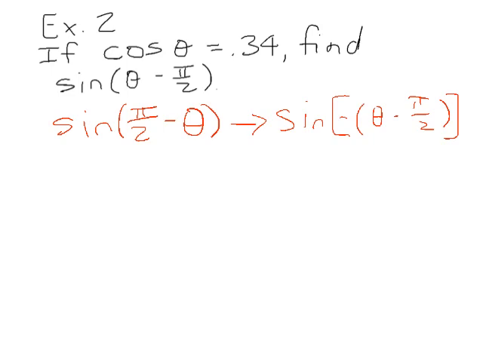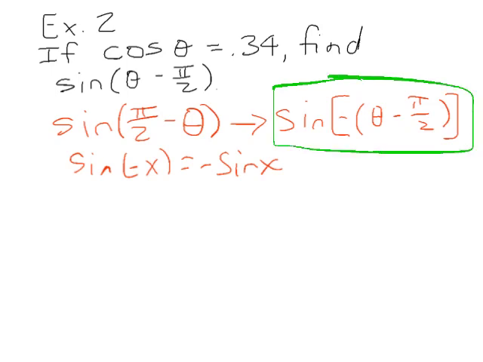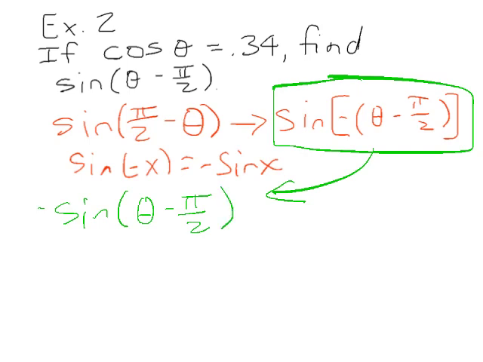Okay, and again, if you look at your identities right above that, another thing that we can get is this one right here. The sine of negative x is equal to negative sine x. And so I've got that negative right here. And so the part that we're actually going to work with is going to be negative sine of theta minus pi over 2. Okay, that's the one that we're actually going to work with.